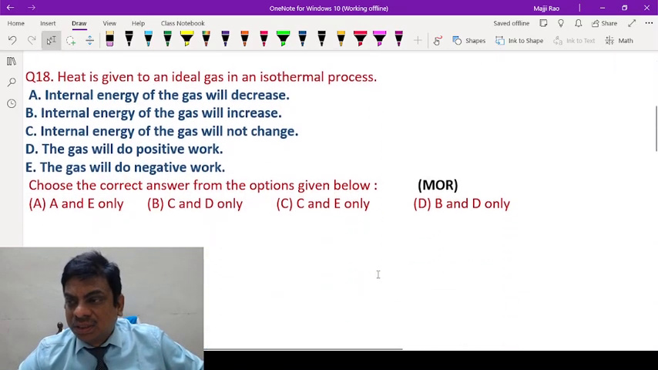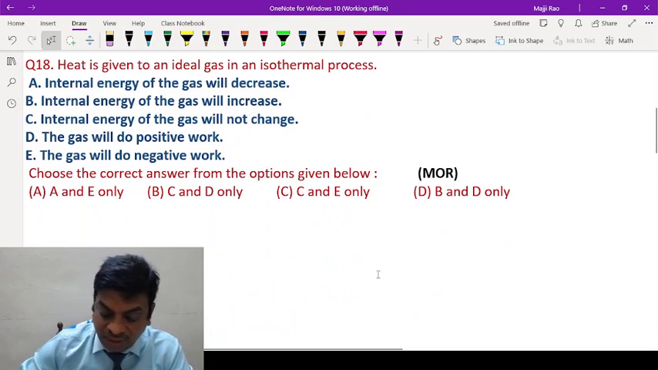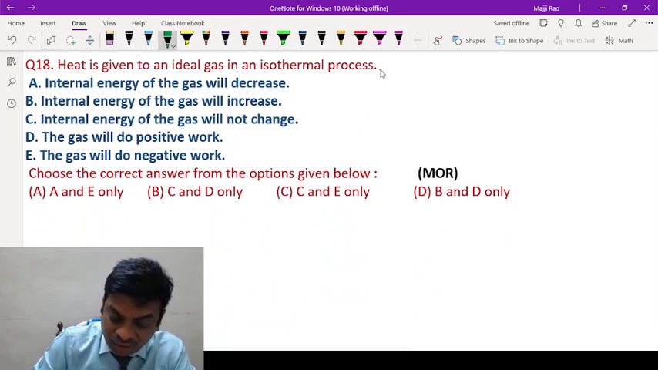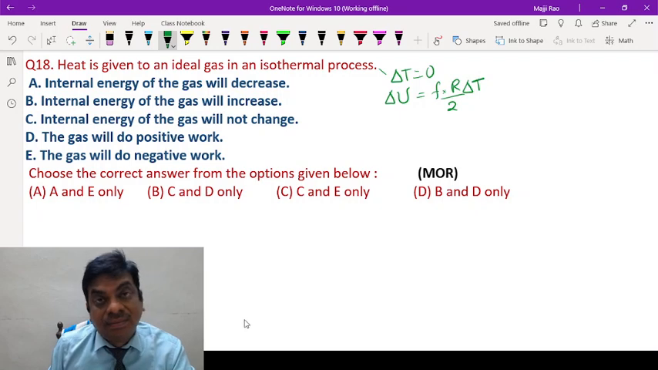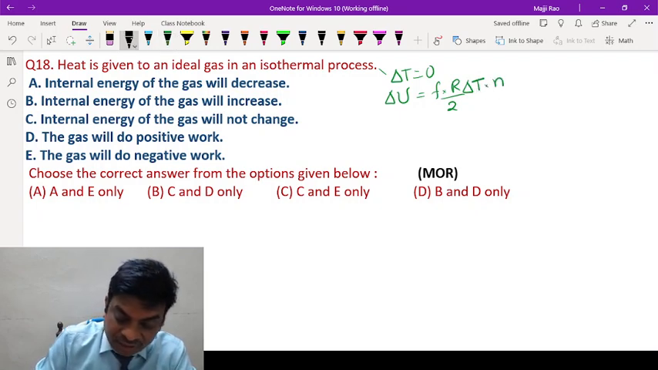Moving on to the next question. Heat is given to an ideal gas in an isothermal process. Remember, isothermal means there is no change in temperature. If there is no change in temperature, there is no change in internal energy, because change in internal energy is a function of temperature change, isn't it? So if there is no change in temperature, there is no change in internal energy.